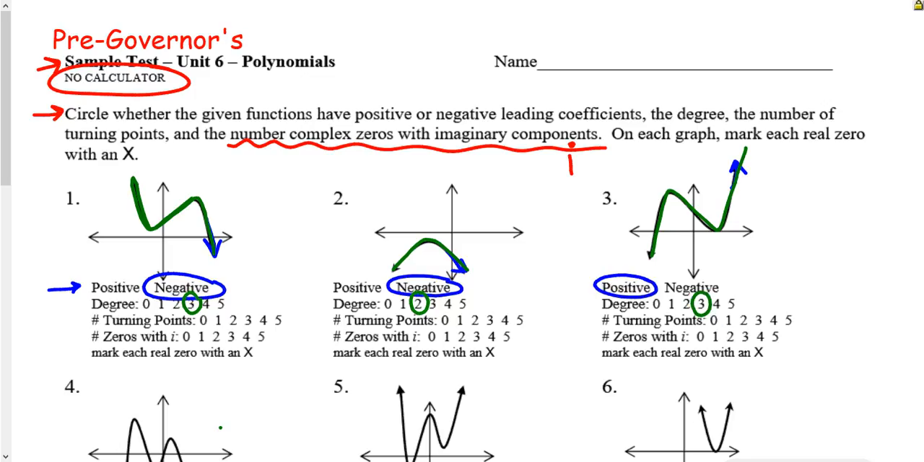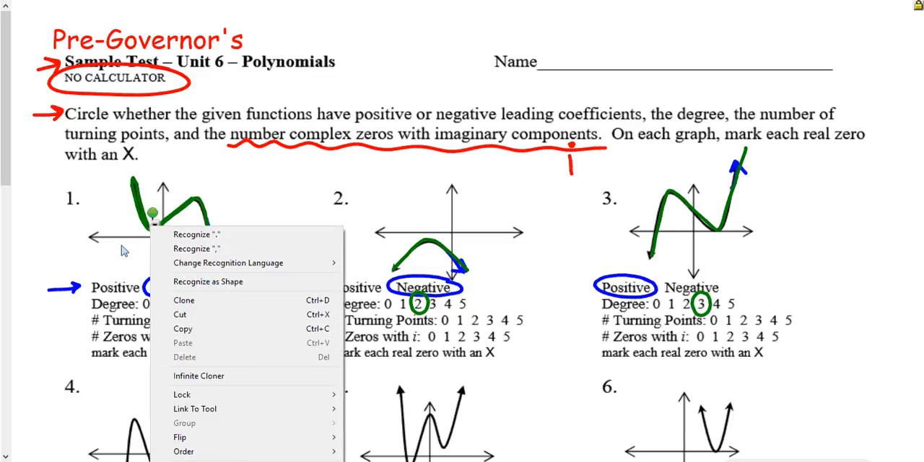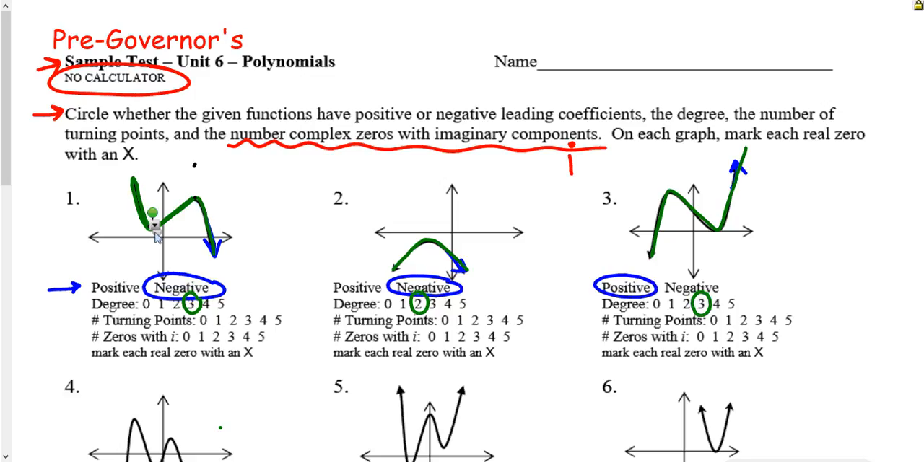The turning points are just the places where we switch from increasing to decreasing, or any local maximums or minimums. I've got 1, 2 turns on number 1. On number 2, I only have 1 turn. And on number 3, I also have 1, 2 turns. Typically, the number of turns is 1 less than the degree, but it's a good idea to just count it from the picture.